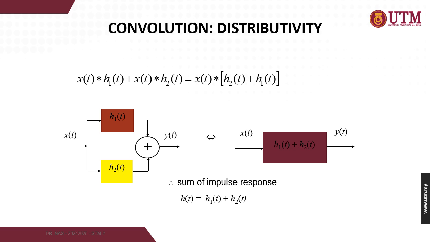The third property of convolution is distributivity, in which you can convolve your x(t) with h1(t), then convolve it again with h2(t), and then add them together to get the output y(t). Or you can simplify the process by adding the two systems first, h1 plus h2. For example, this is equal to h(t), so the output y(t) is equal to x(t) convolved with h(t).